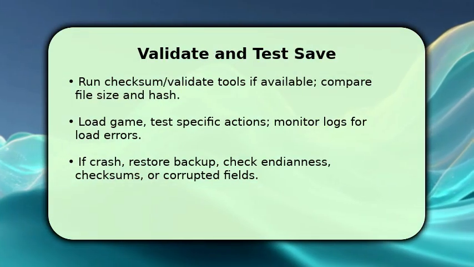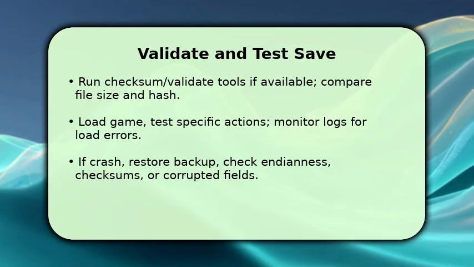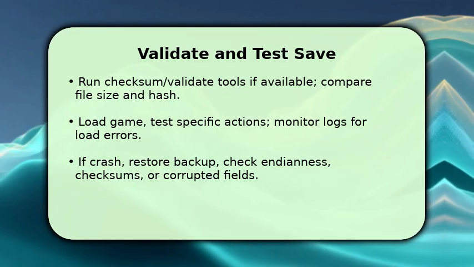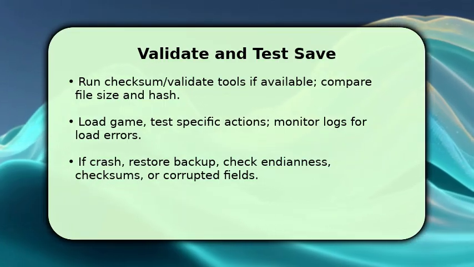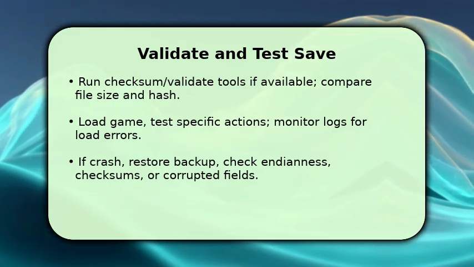Finish by validating the edited file and testing it in the game. Compute a hash or checksum and compare it to your working copy so you catch accidental truncation. Then load the game and exercise the edited features. Collect items, move, save again, so you confirm persistence.